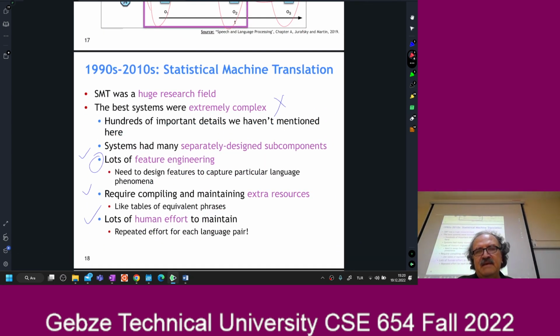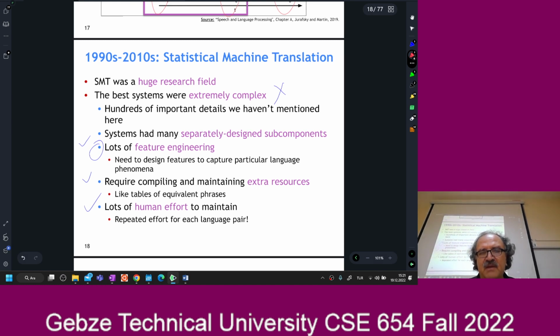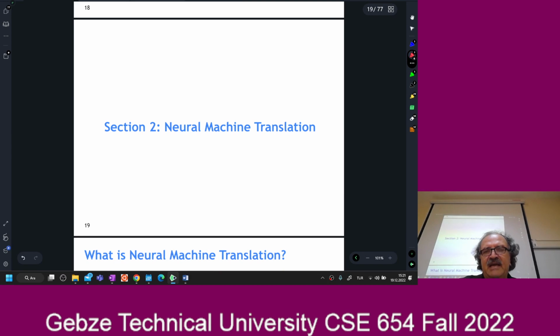So it is extremely complex: alignment and sub-sentence translation, putting them together, lots of feature engineering. You need to have lots of knowledge about Turkish and English and French and Arabic, etc. Lots of extra resources like tables of equivalent phrases, lots of human effort, and it turns out that we could not achieve anything more than laughable machine translation. Then came neural machine translation.